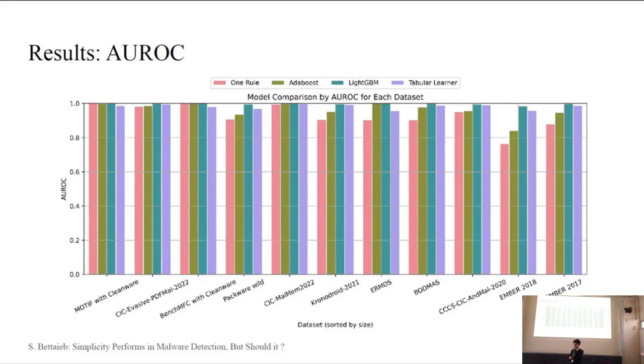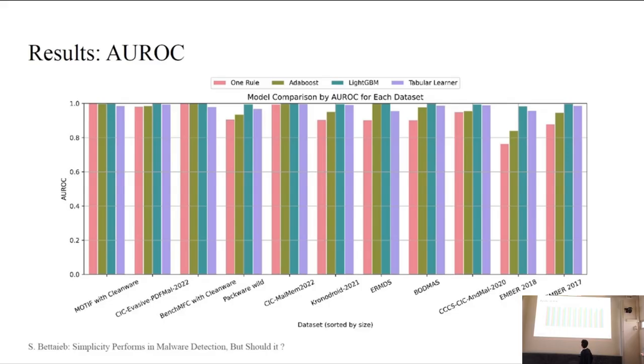The next comment that I make is that on the x-axis, datasets are sorted by size. So EMBER 2017 is the largest dataset, and MOTIF is the smallest one. And we see that for the very large datasets, we start to observe the most natural or expected tendency between the models, with the one-node model as the worst one, then AdaBoost, then LightGBM, and the neural network somewhere in between.